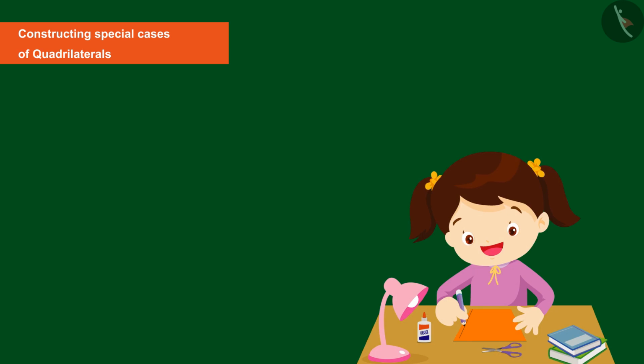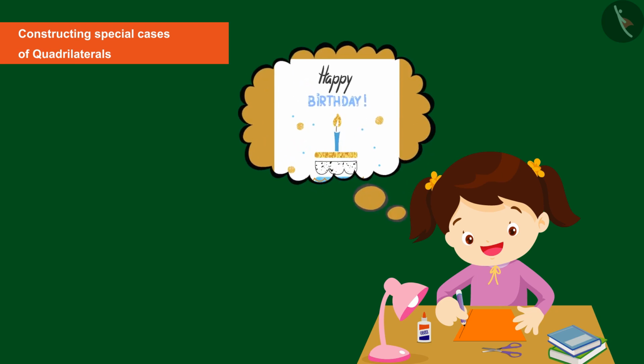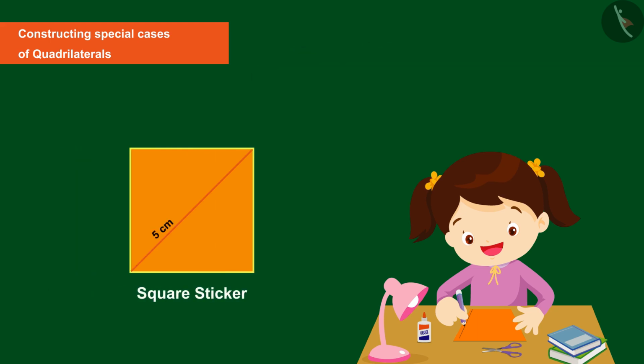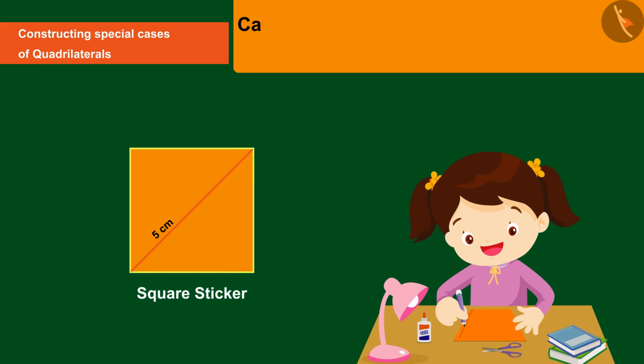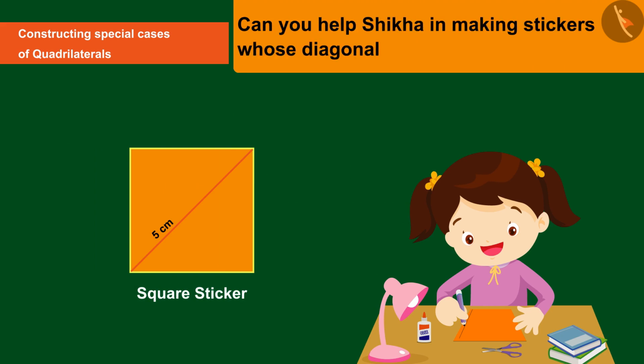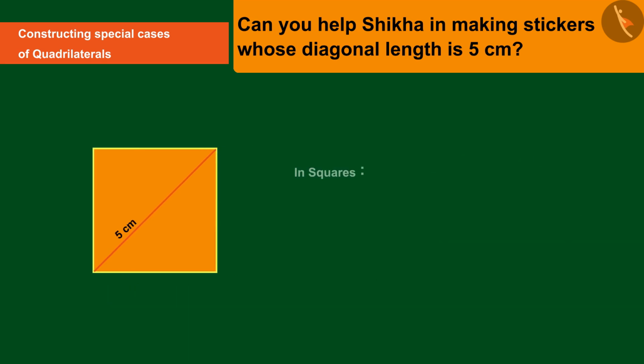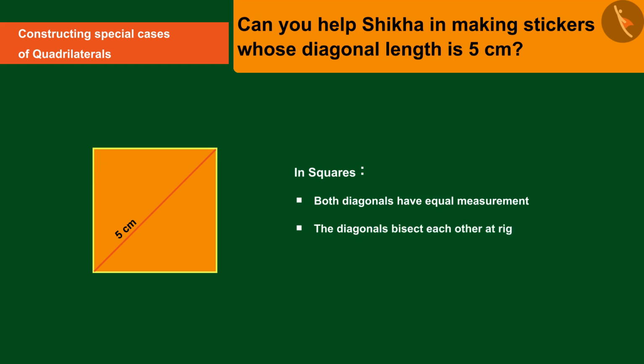Shikha wants to make a birthday card for her best friend's birthday, in which the diagonal length of a square sticker used is 5 centimeters. Can you help Shikha in making stickers? Shikha wants a square whose diagonal length is 5 centimeters. So, let's write the characteristics of the square's diagonals as follows. Both diagonals in the square have equal measurement. The diagonals of a square bisect each other at right angles.